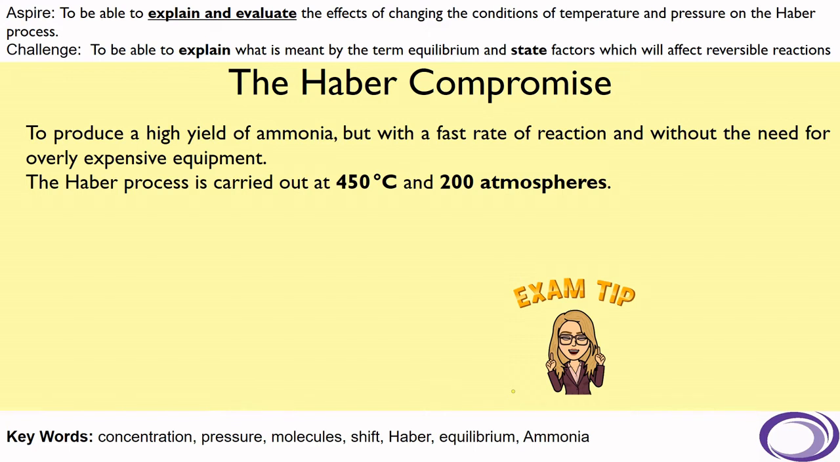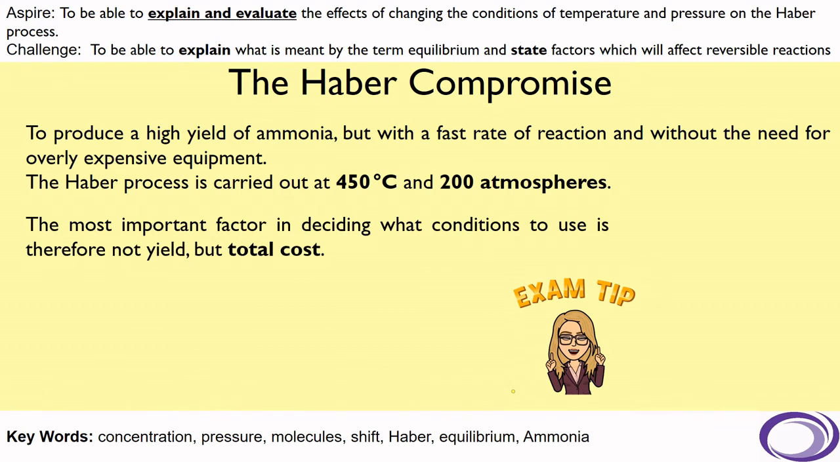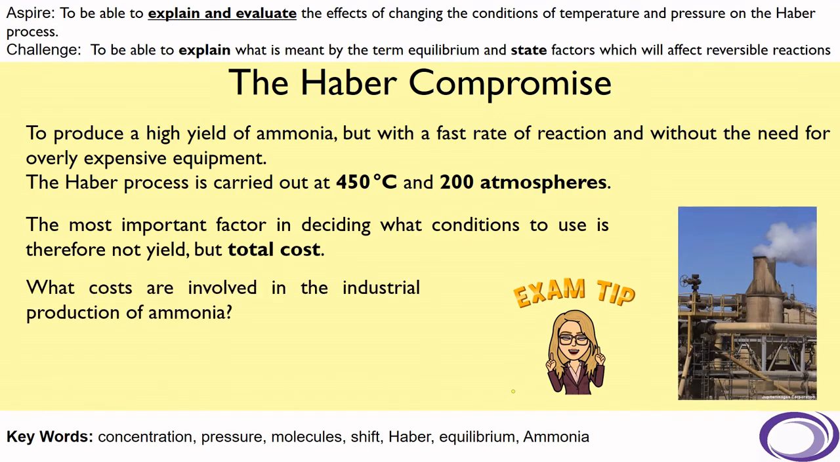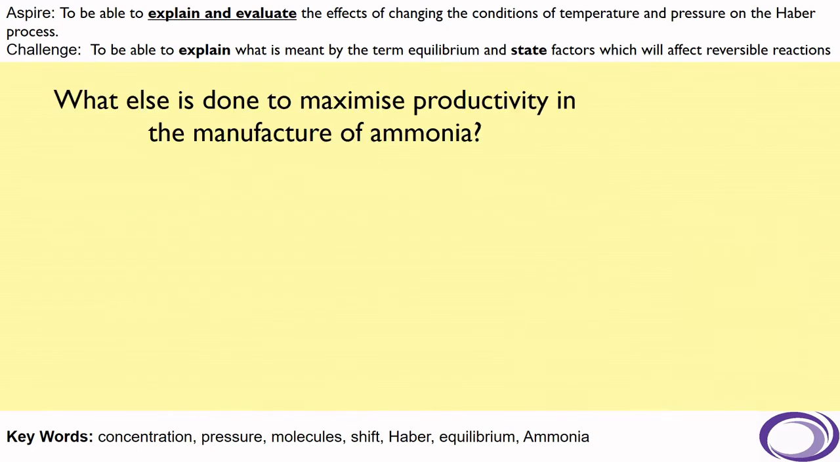Now, quick exam tip. Make sure if you are asked for these that you also quote the units, because they do expect that, especially if they're not given on the line. The most important factor in deciding these conditions is not just the yield, it is the total cost. And there are other costs involved in this process. So we also have the cost of the raw materials to consider, equipment, energy, and the cost of the workers.